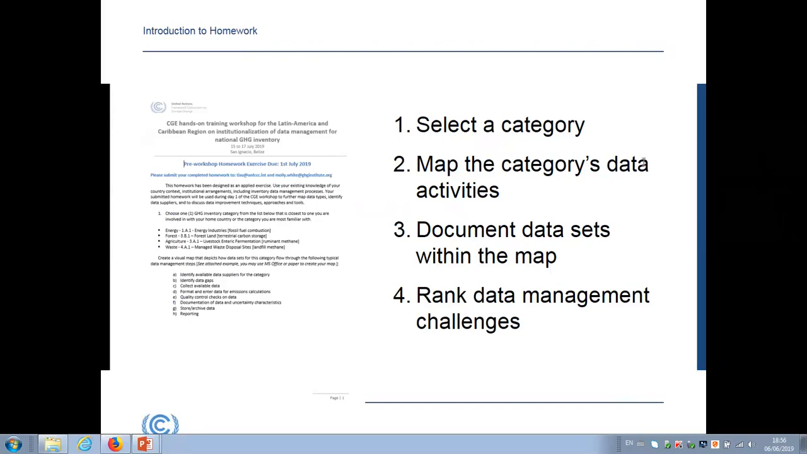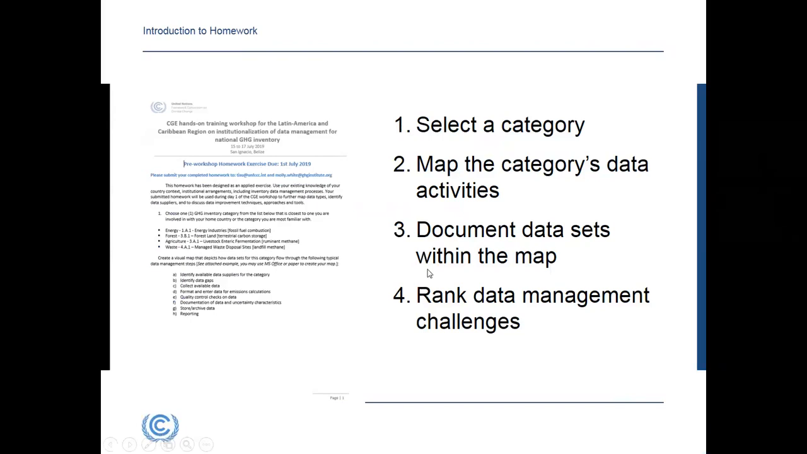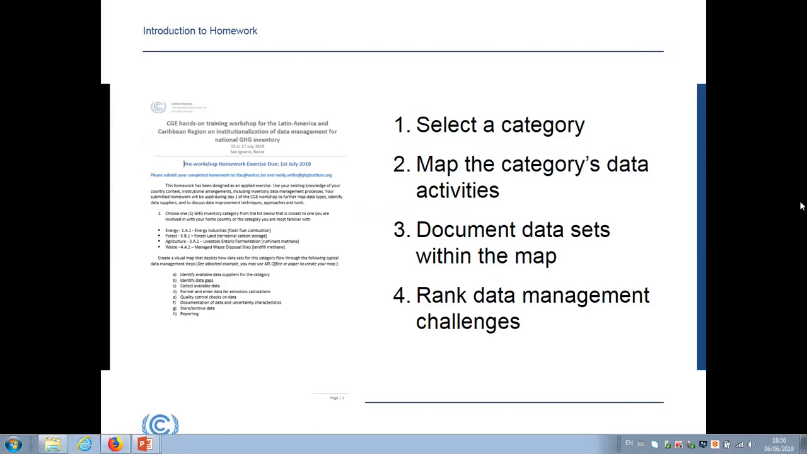And then, as I showed in that previous slide on mapping the data flow, we want to ask you to map, just for that one category, your best understanding for your country of how the data flows: where it originally comes from, and then the different steps along the way, until it finally ends up in the hands of the national inventory compiler for use in emissions estimates. And again, this is just the raw data, the activity data, and the emission factors for that category. And then documenting and identifying the data sets that go along with that flow.